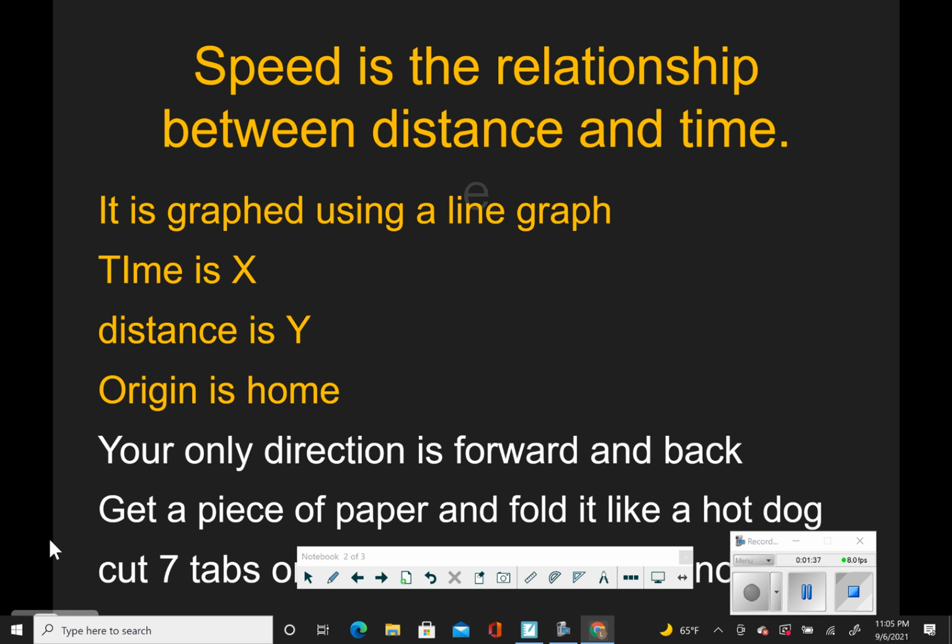Speed is the relationship between distance and time. It is graphed using a line graph where time is x, distance is y, and the origin is home. Home is very important. Your only direction is forwards and back. So we are not looking at left, right. We're talking about forwards and backwards.